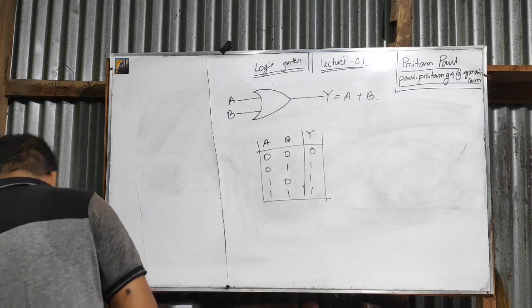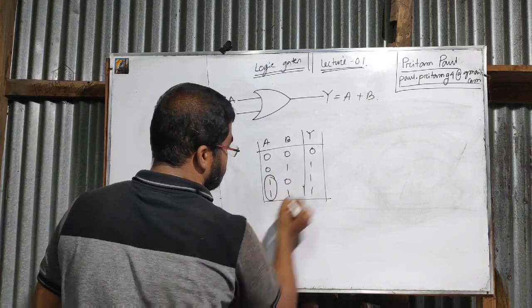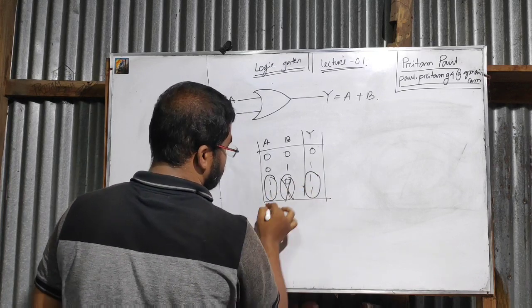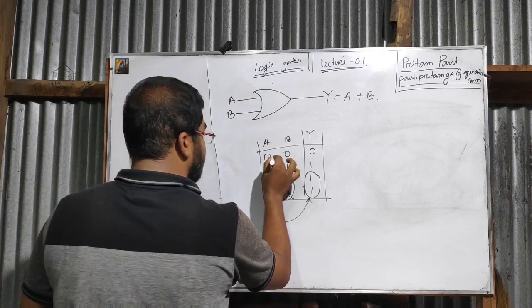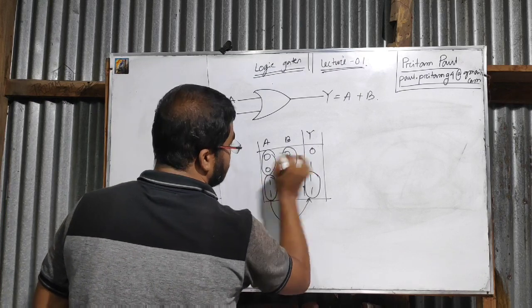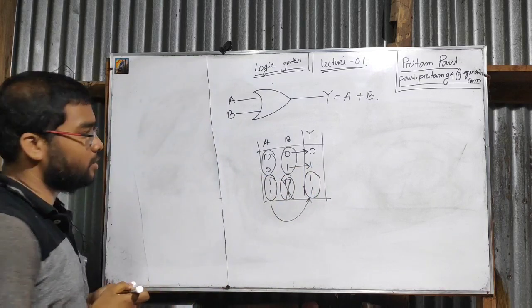Here it is noticeable that if A is 1, the output is 1. We are not checking for B. Directly we will go to the output section and print 1. But if A is 0, okay, we are checking for B. If B is 0, output is 0. If B is 1, output is 1.